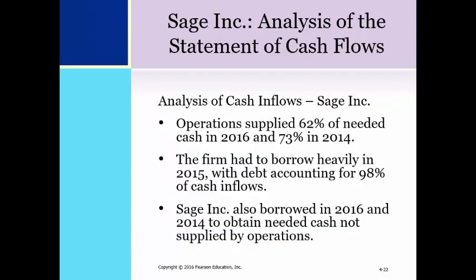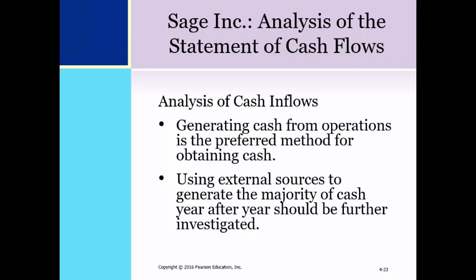Based on the summary analysis for the 3 years, we can see that operations supplied 62% of the cash needed in 2016 and 73% in 2014. The firm had to heavily borrow in 2015 with debt, both short-term and long-term, accounting for 98% of the cash inflows. Sage Inc. also borrowed in 2014 and 2015 to meet cash needs not provided by operations.